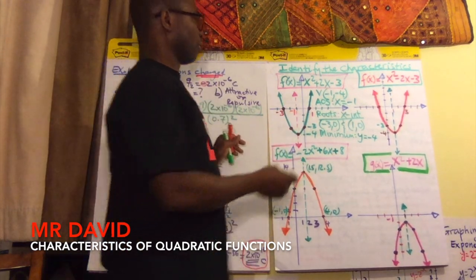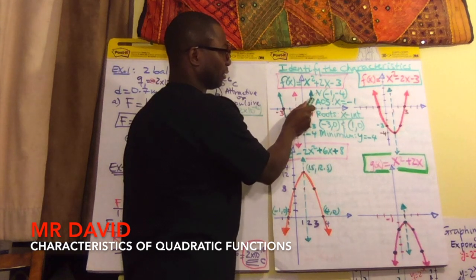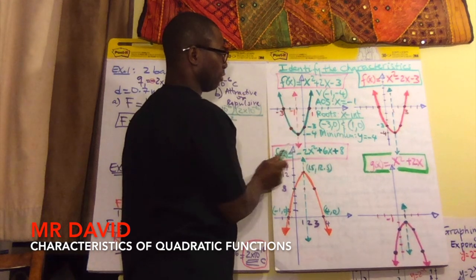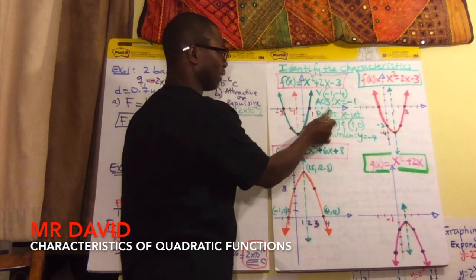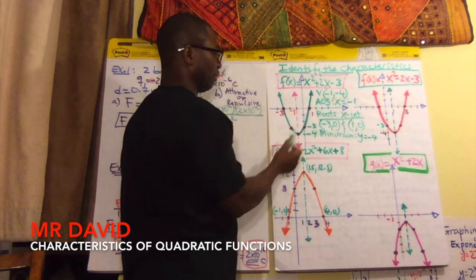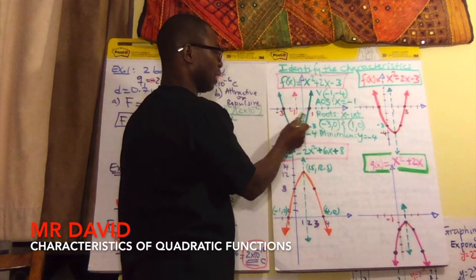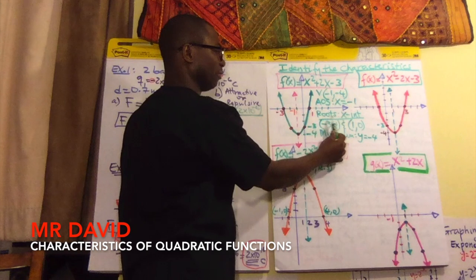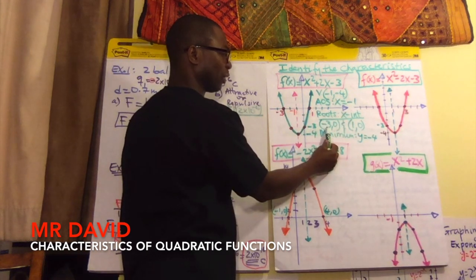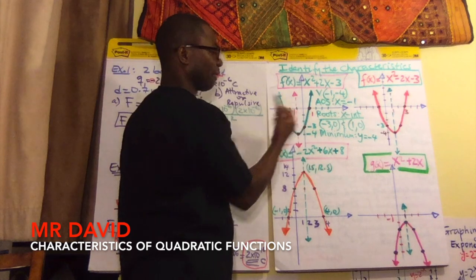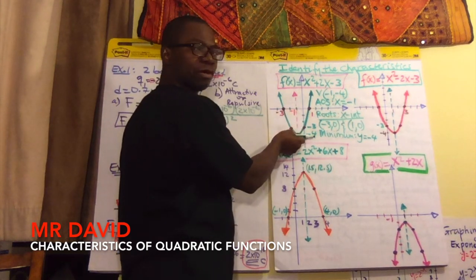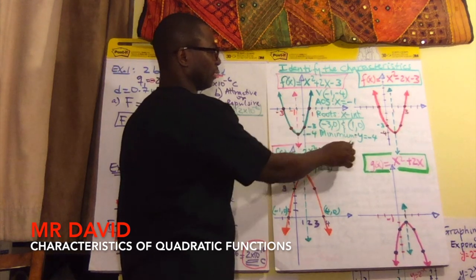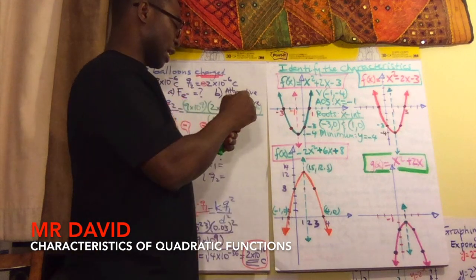If you want to summarize: the vertex is at -1, -4. The axis of symmetry is x equals -1. The roots, where our graph crosses the x-axis, are our x-intercepts: -3, 0 and 1, 0. Then we have the minimum value on the graph, y equals -4. These are our characteristics.